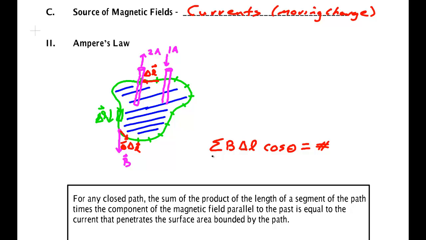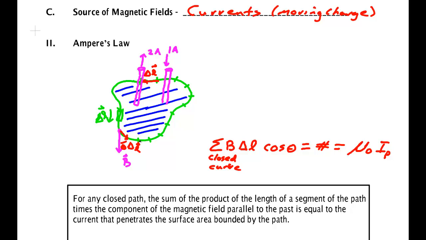This is on a closed curve. Maybe that number is 12, but you would get some number. What we find out is that number is equal to mu naught, the permeability of free space, times the total current that penetrates the sheet bound by that. In this case, mu naught times 2 amps going up, 1 amp going down. So it'd be 1 amp. 2 amps minus 1 amp.